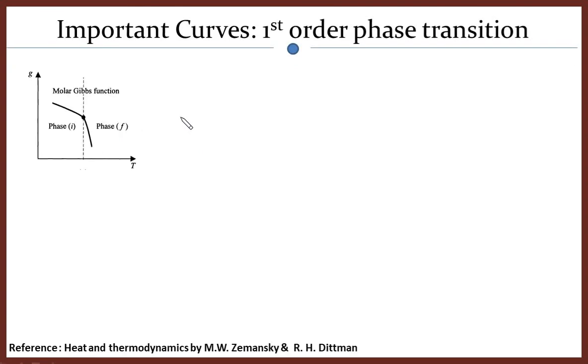Now see some important curves. First, this is the molar Gibbs function. As I said, this is continuous. Let's suppose the dotted line is the point of transition. So the molar Gibbs function will be continuous. You won't see any discontinuity at this point.